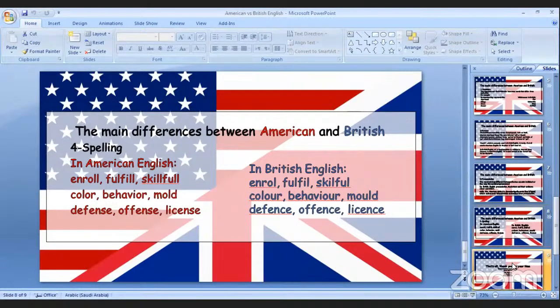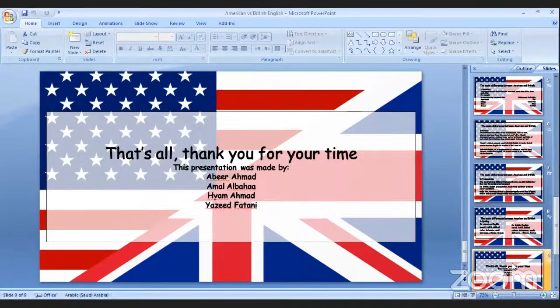summarized some differences between British and American English regarding the spelling of some words, pronunciation, and grammatical rules as well. Okay, I think their PowerPoint presentation is very interesting, but we need questions to be addressed to Amal and Hayam. Who has questions? Anyone has questions to address Amal and Hayam?